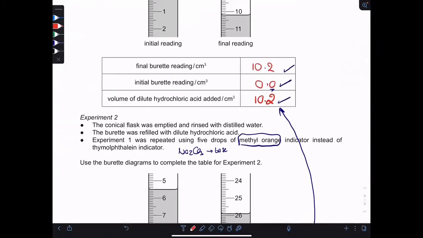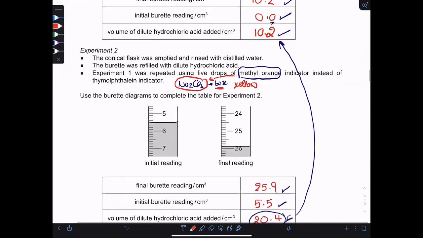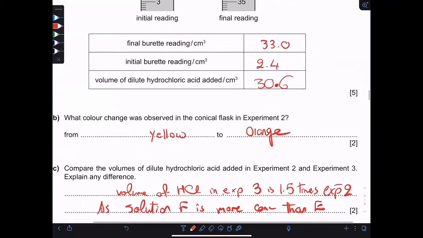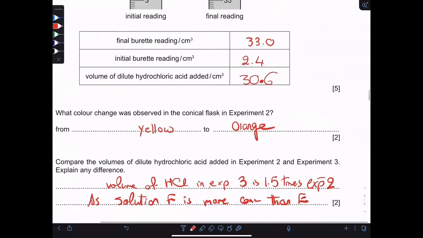Of course, he's adding sodium carbonate in the conical flask, and then he added drops of methyl orange. Methyl orange gives a yellow color with sodium carbonate because it's a base, and at neutralization point, it will become orange. It will turn orange. Red was also accepted in the mark scheme.